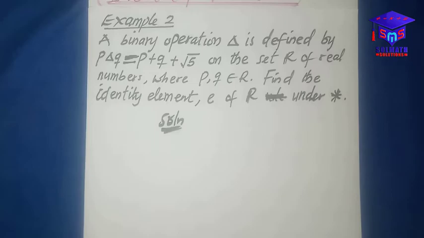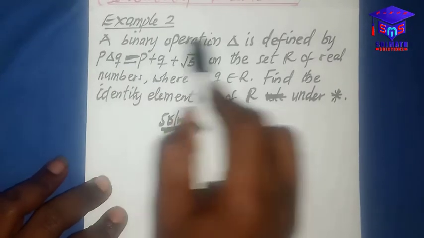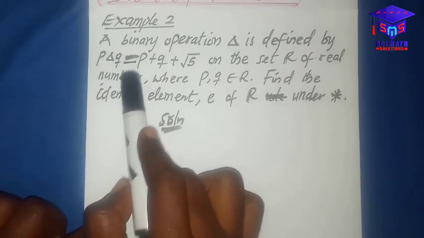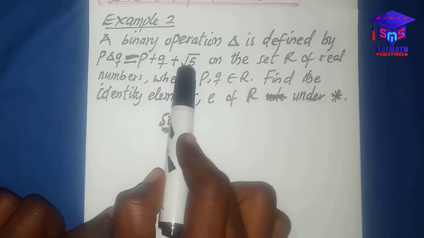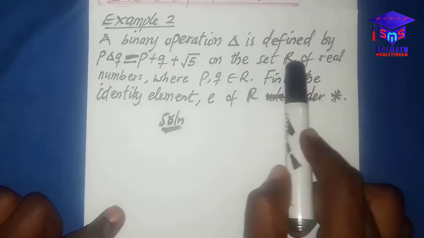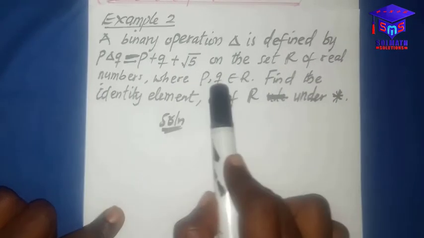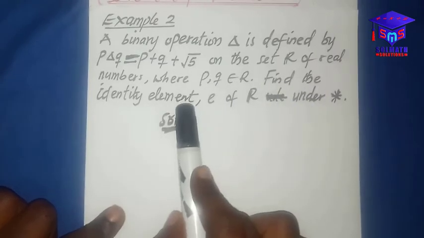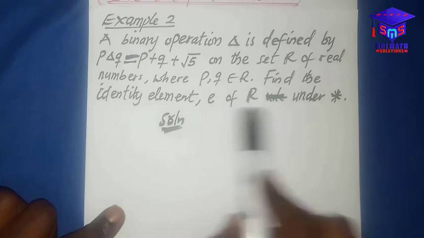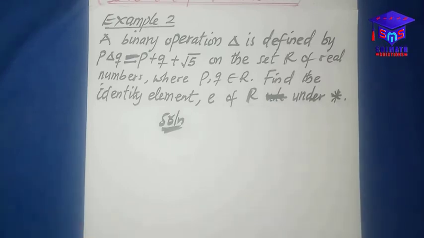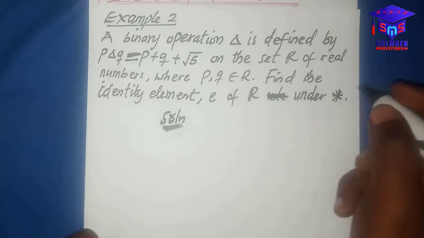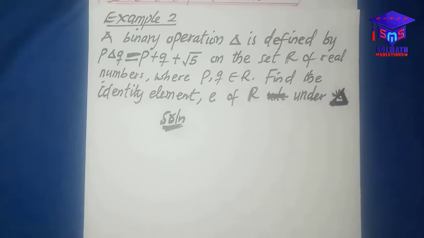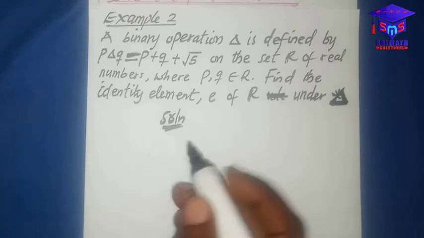Example 2. This time a binary operation triangle is defined by P triangle Q is equal to P plus Q plus the square root of 5 on the set R of real numbers, where P and Q belong to the set of real numbers. And we have to find the identity element E under the operation star. Sorry, under the operation triangle. Good. Sorry for that. So let's look at the solution.